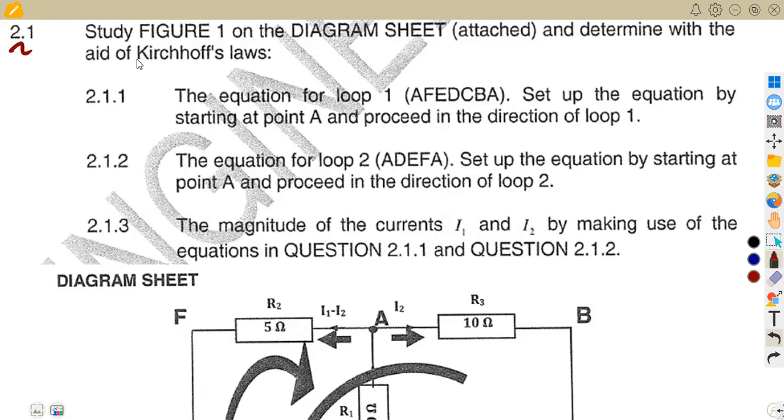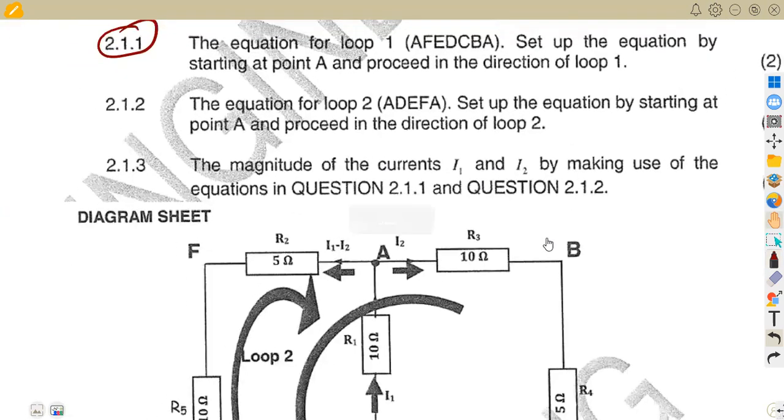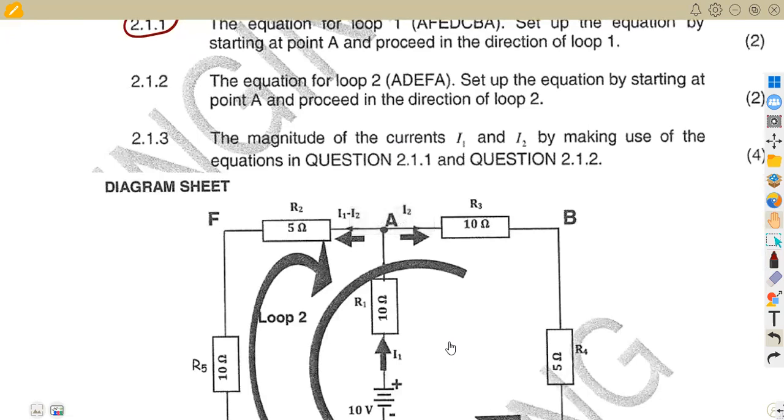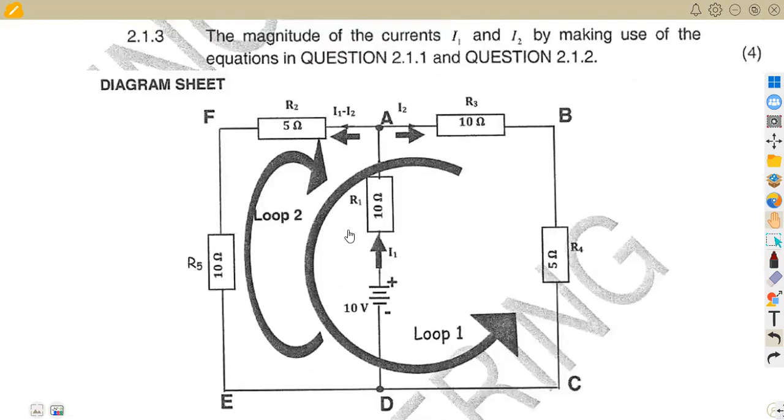We are given to study Fig 1, which is on the diagram sheet attached, and determine with the aid of the Kirchhoff's laws. All right, so I've got the first part here. Let us see on our diagram first. Let us try to analyze our diagram and see what is happening in this case. We have got the flow of currents here. Let us check. We've got the supply voltage, which is 10 volts, a plus and a minus, then the current going up.